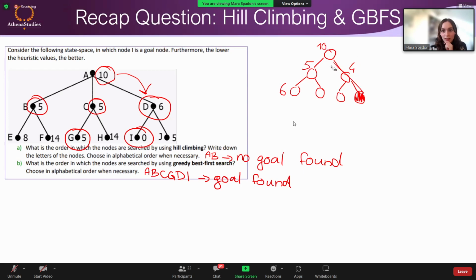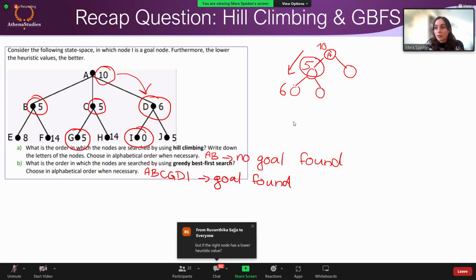So when we are at A, this first one, we check what are my options. Once it decides, okay, I'm going down this path, it basically forgets the rest of the tree. It doesn't store it in memory, so it cannot go back to this one. So hill climbing is definitely not complete at all, because there are a lot of cases where it will not find the goal. If it does not choose to go down the right branch, then it cannot find the goal. But if the right node has a lower heuristic value, yes, good question.